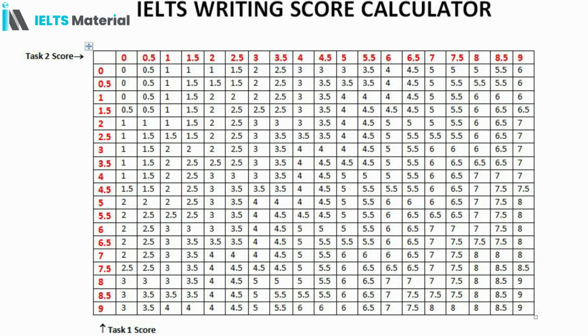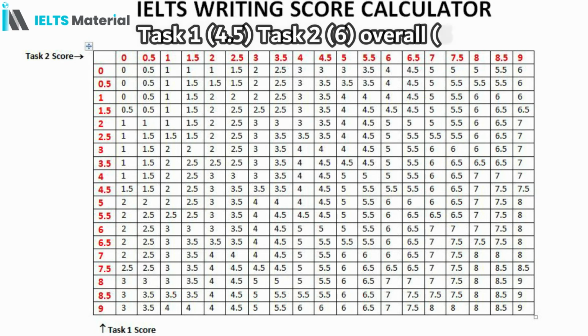A good example of this would be for Task 1, if you got a 4.5, and Task 2, you got a 6, your overall would be 5.5. This means that the Task 2 score of 6 brought the overall score up 1 full band higher from the 4.5 received in Task 1.